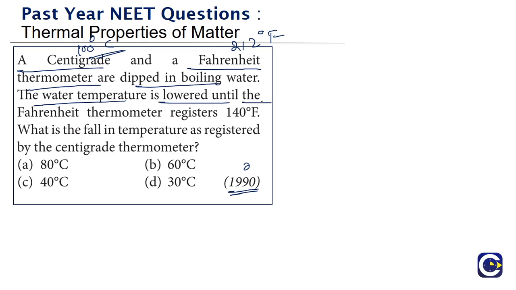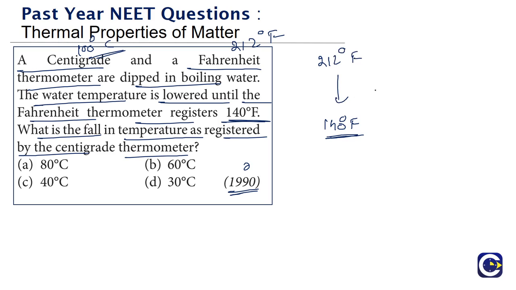The water temperature is lowered until the Fahrenheit thermometer is registering 140. Means what? The reading on the Fahrenheit scale is 140. What is the fall in temperature as registered by the centigrade thermometer? See, Fahrenheit is coming down from 212 to 140. We need to look at what is the drop that you will see on the Celsius scale. Basically, we need to find what is the corresponding reading on the Celsius scale if the Fahrenheit thermometer is showing 140. That we should find. So how do we find it?